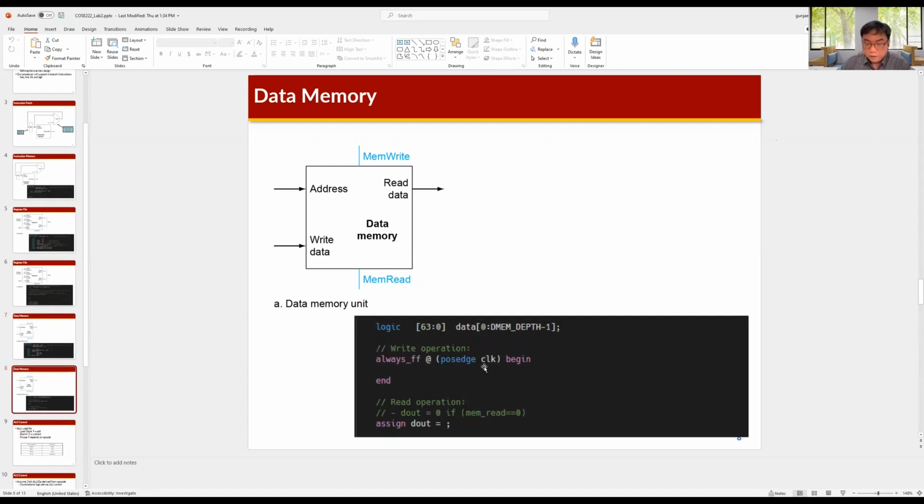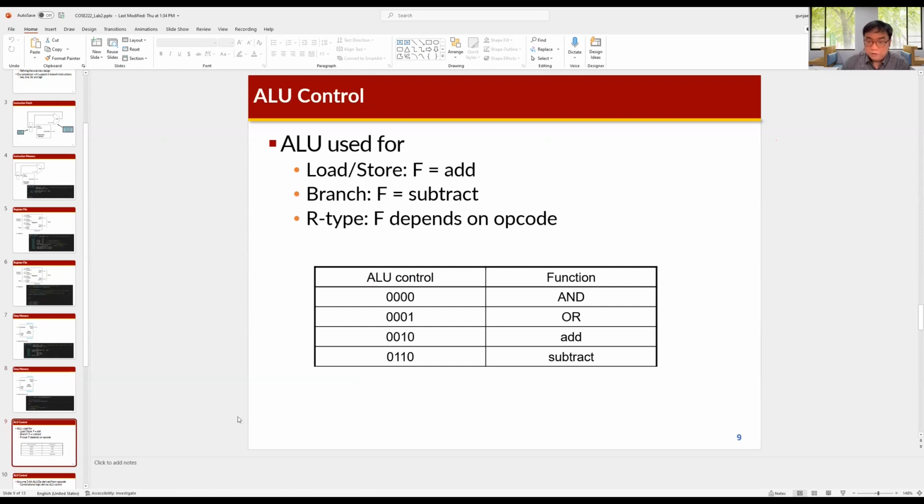In the skeleton code, you can find the write operation, and the write operation has this always statement, which is sampled by the positive edge of the clock signal. So that is the write operation of the data memory.